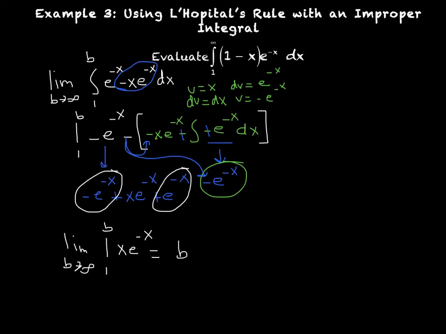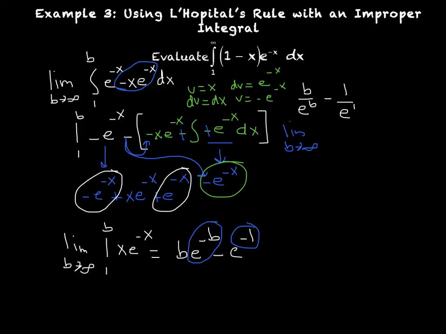That's going to give us b e to the negative b, and then the lower limit is going to give us 1 e to the negative 1. All right, and then we are going to move this down to the bottom, and so then that's going to end up giving us b over e to the b minus 1 over e to the first, because I'm going to simply move that down as well. And now we're going to let the limit as b approaches infinity.